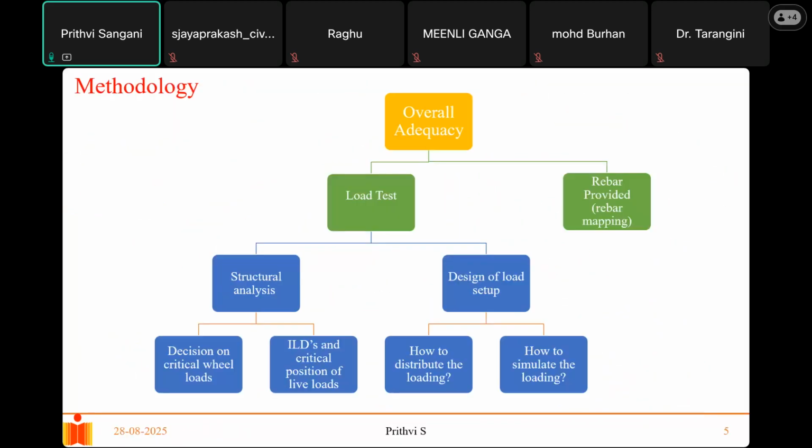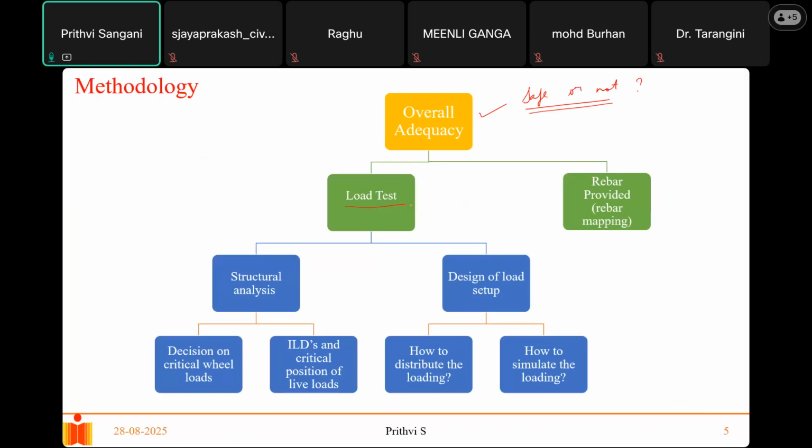So this we try to break it down. So now we need to understand the adequacy is nothing but whether it is safe or not. So at the end, the single line answer is whether it is safe or not. That is the only thing which the railways need. For that, there are two types of analysis. One, we can do an entire load test.